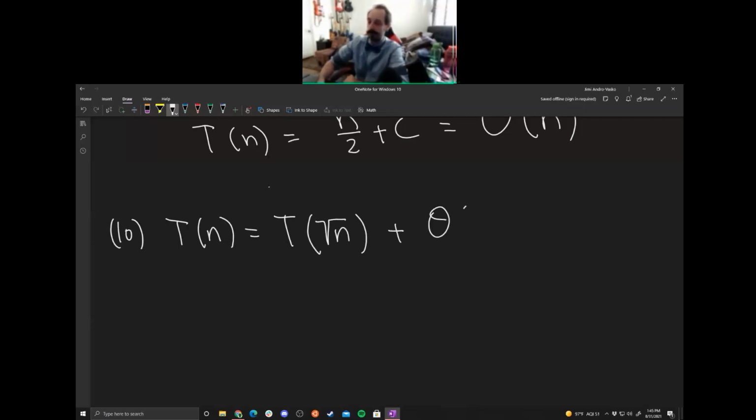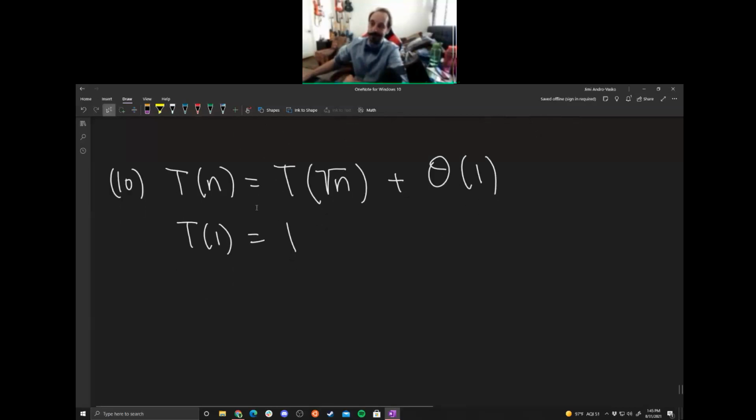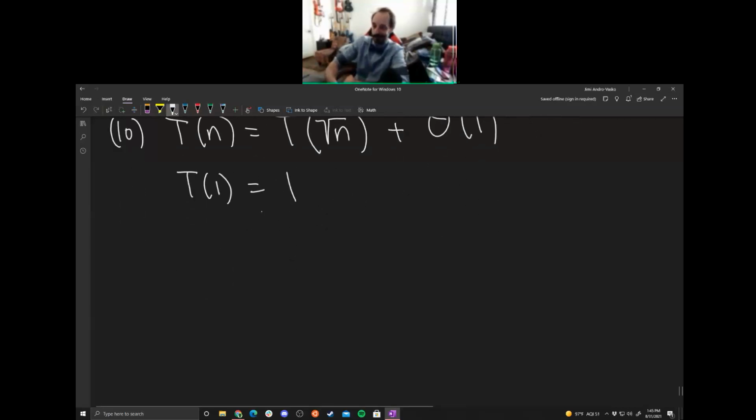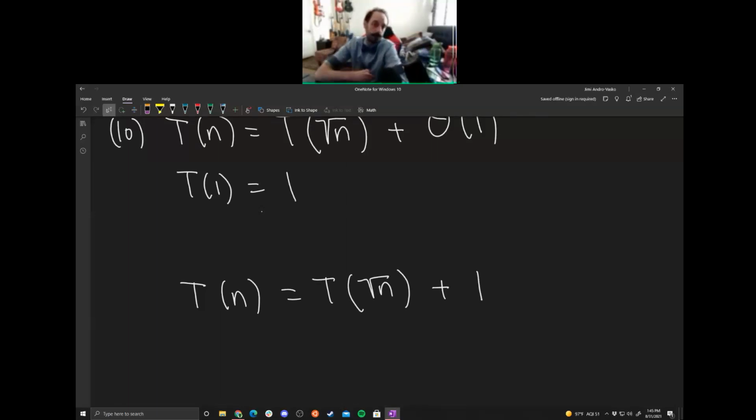Theta of n, theta of 1, sorry. And of course, T of 1 equals 1. Okay, this one is really an interesting problem. Let's go ahead and tackle it and see how we can solve this. So we get T of n equals T of root n plus 1, because theta of 1, I'll just pick 1, that's good enough. So this is really not so simple to find this pattern.